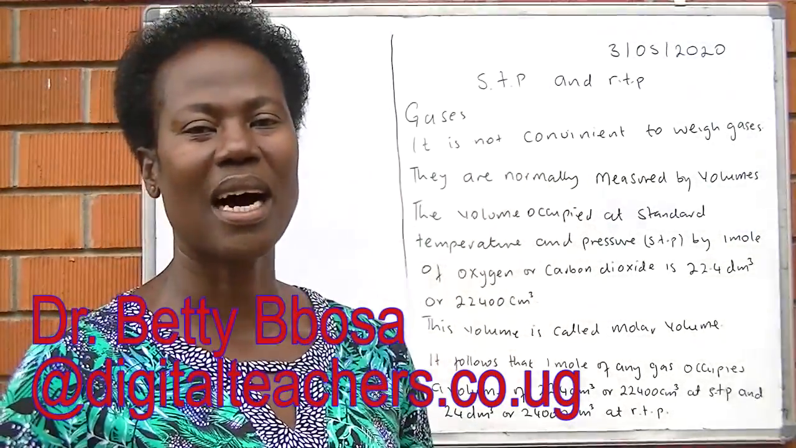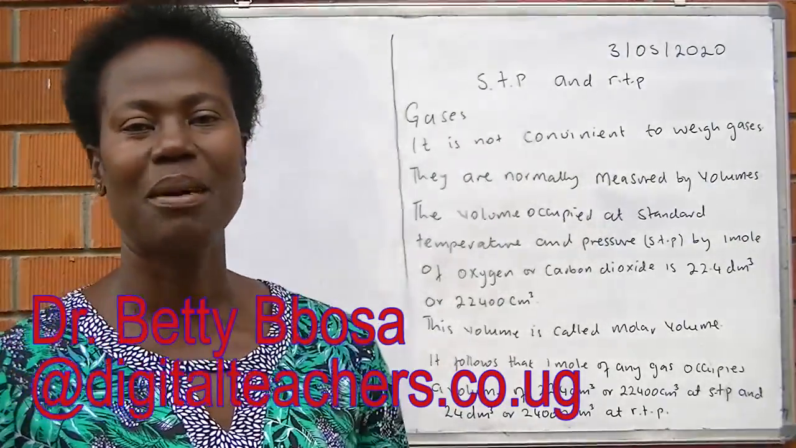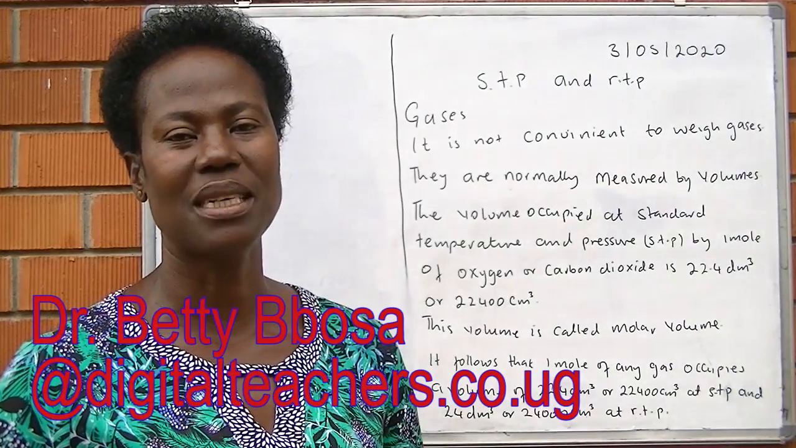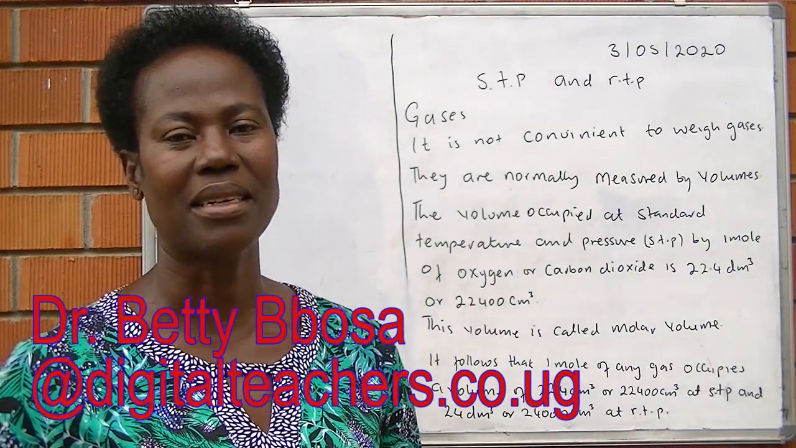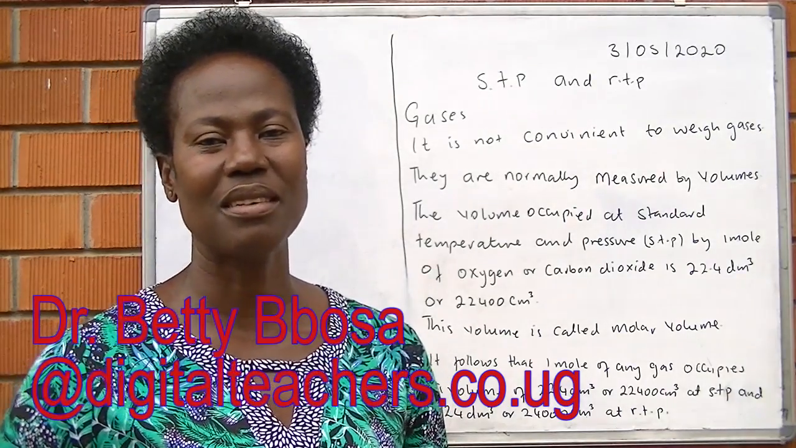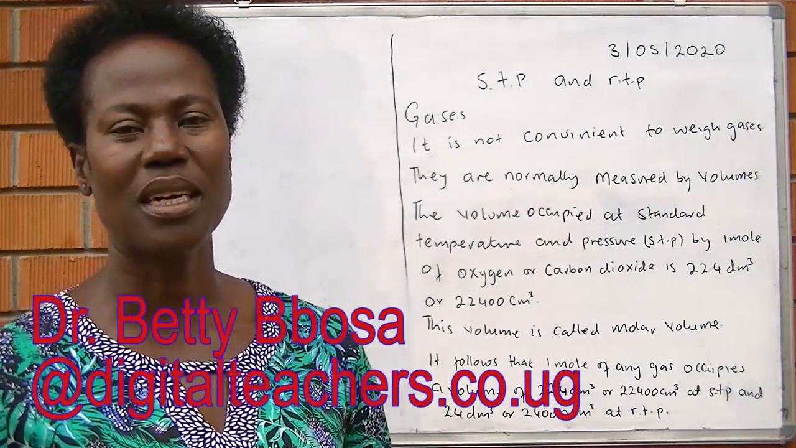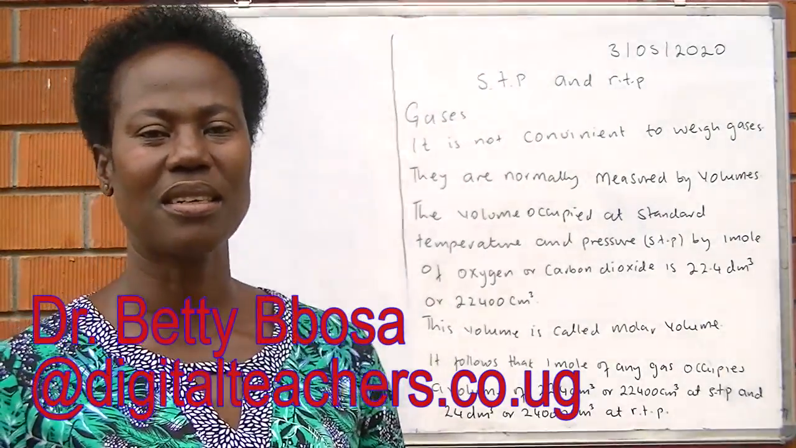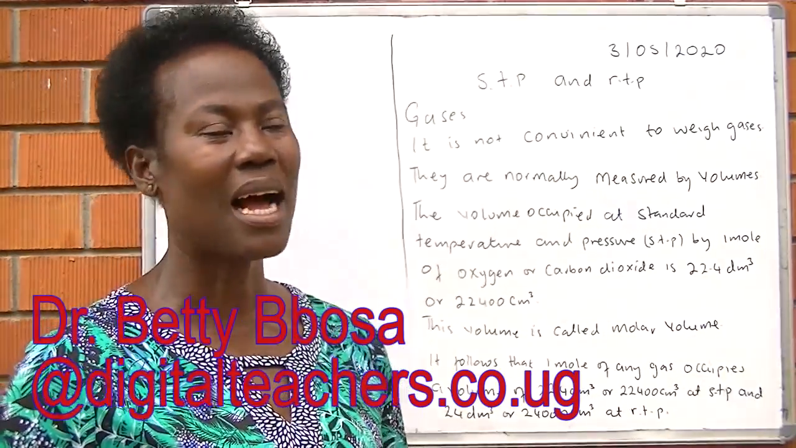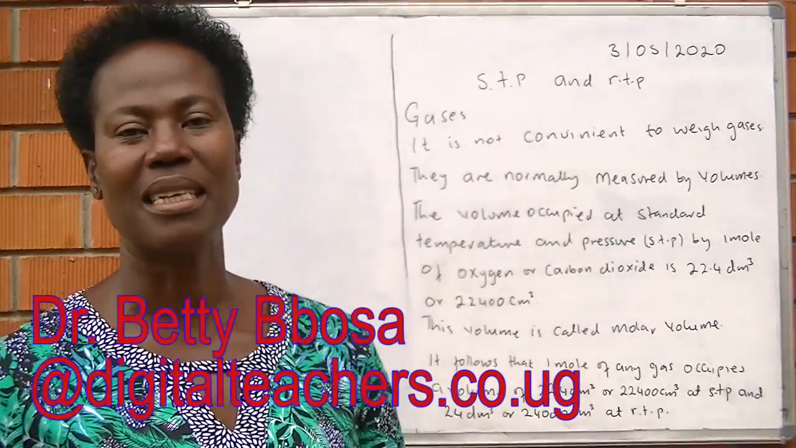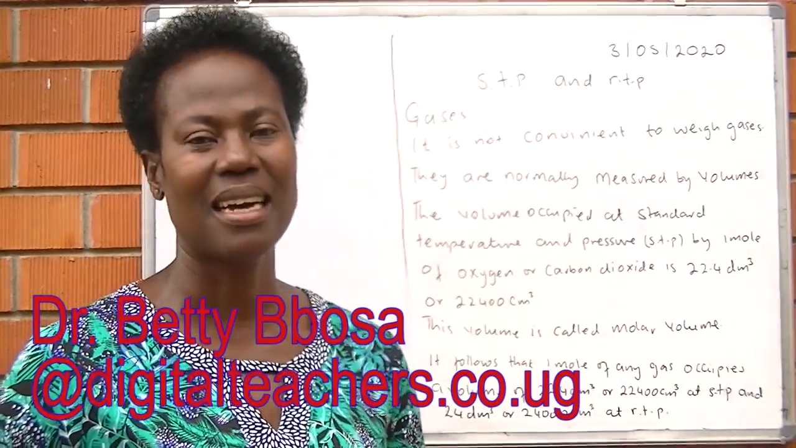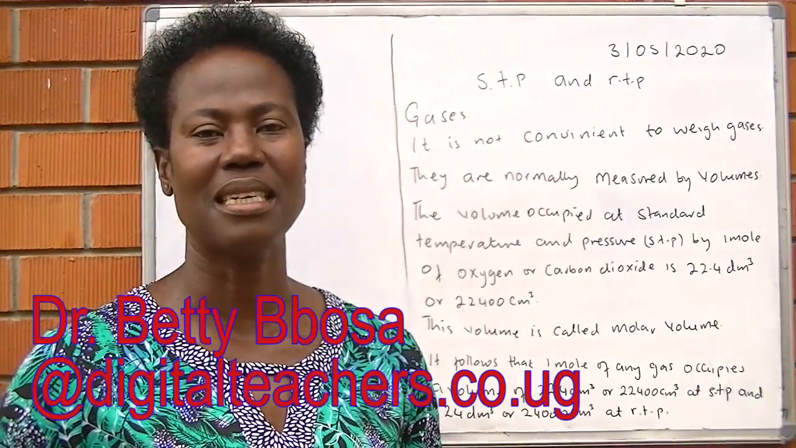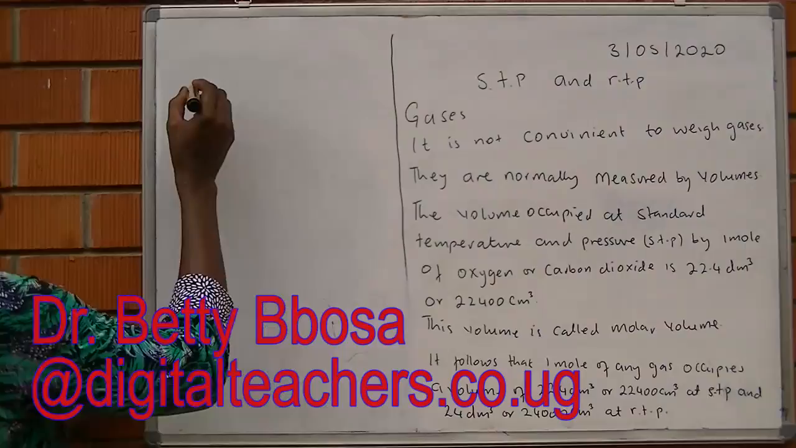Today we are going to look at standard temperature and pressure, or STP, and room temperature and pressure, or RTP. In previous lessons, we have been relating equation, moles and mass. This time we are going to relate equations, moles and volumes. And in this topic, we will look at the volume of gases. It is not convenient to weigh gases. Instead, they are measured in terms of volumes.